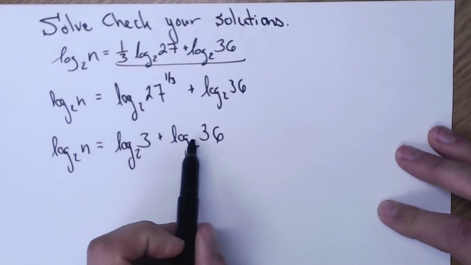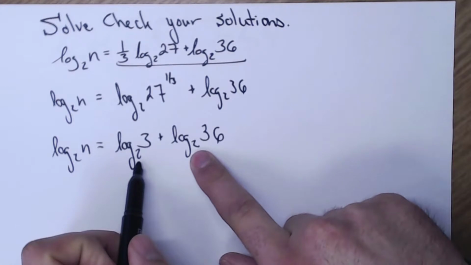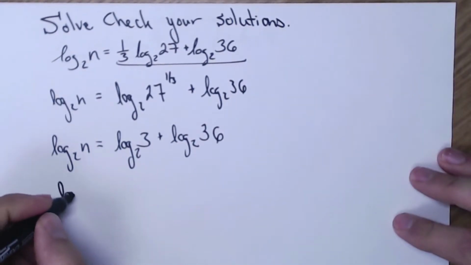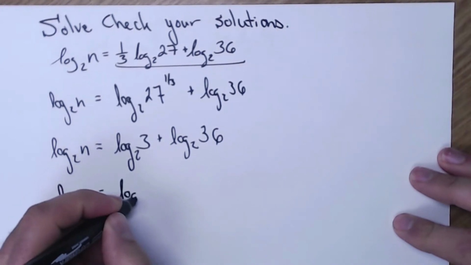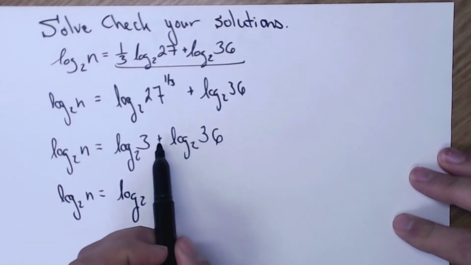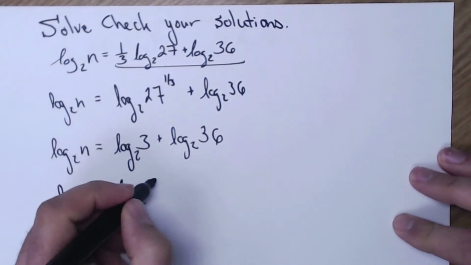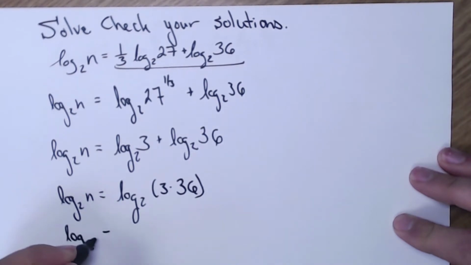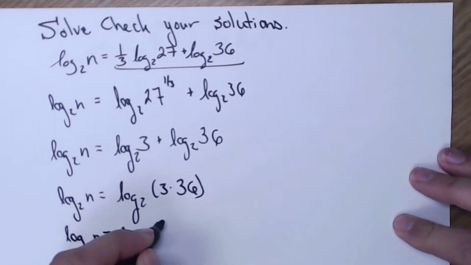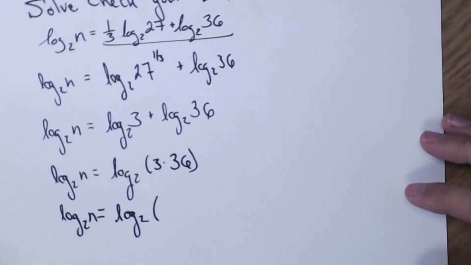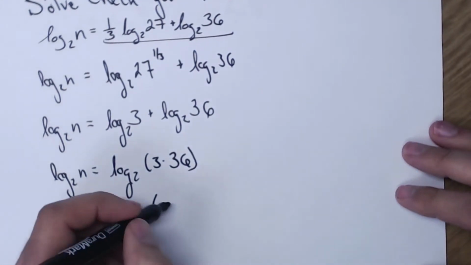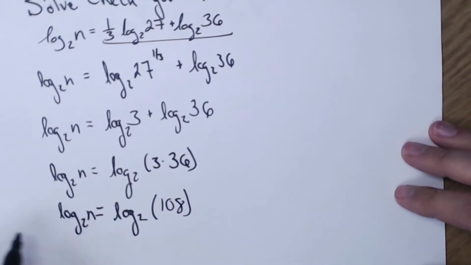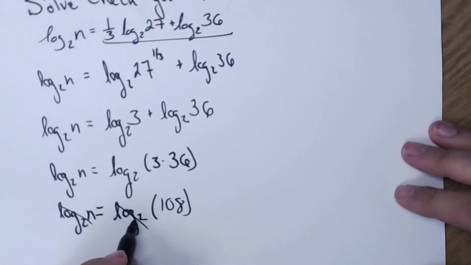Now I'm going to combine these two logs because they are the same type of log. They're both base 2, and there's nothing out in front. So I have log base 2 of n. What property am I going to use to combine these two? It's going to be product since we have addition right now. So it's now 3 times 36. Well, 3 times 36 is 108. Now I have the same type of logs, both base 2, and there's only one on each side, so they can cancel, and n equals 108.